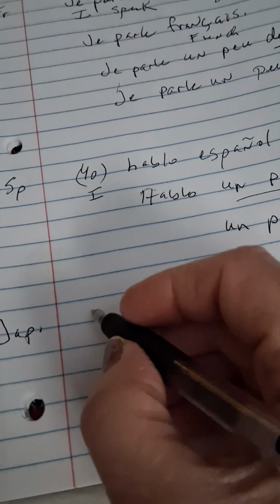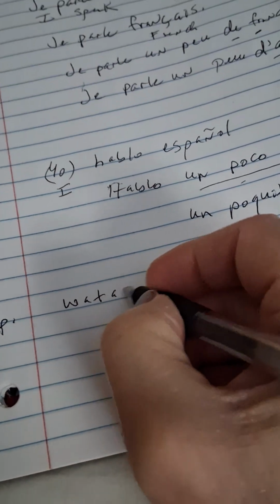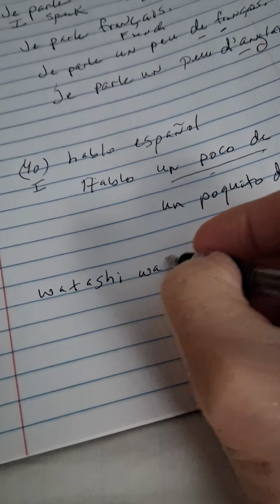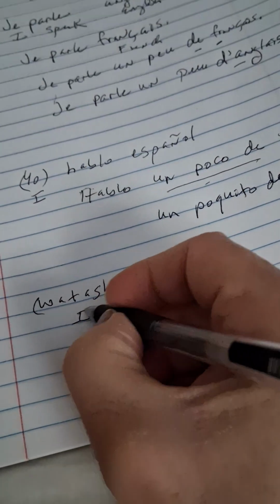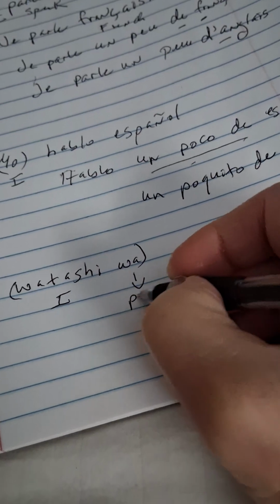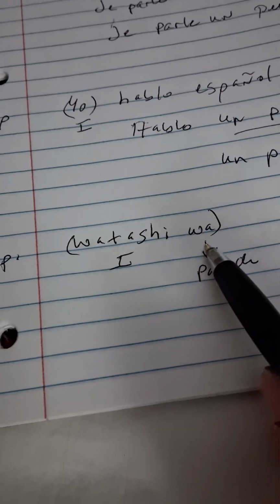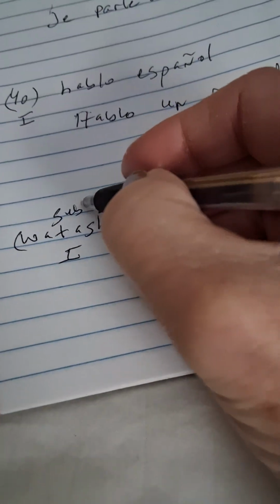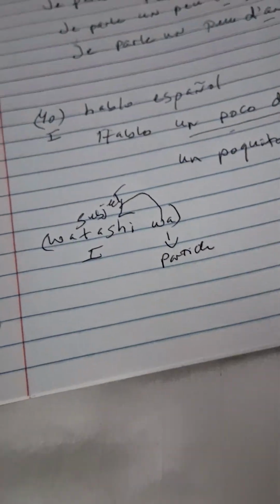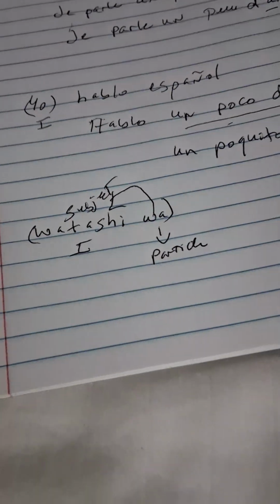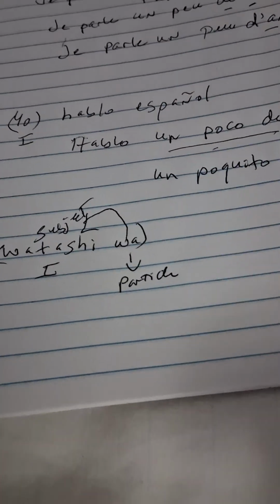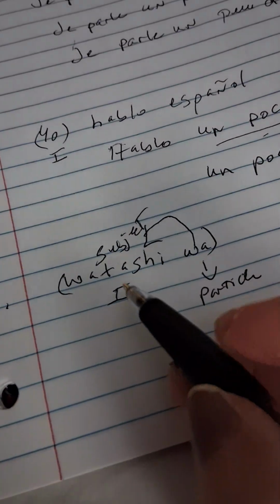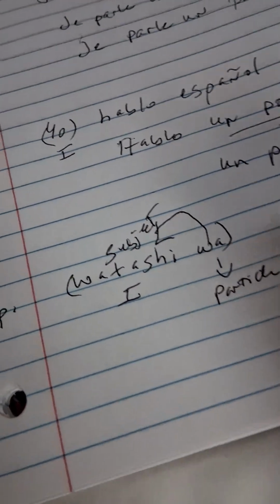I speak English. So, watashi wa is basically I. Now, this is a particle. It's a grammatical particle which does not translate. Wa means basically what we're saying is subject. You're identifying the subject of the sentence. Watashi wa. Okay. So watashi wa, and again, I put it in parentheses because it's a little bit optional.